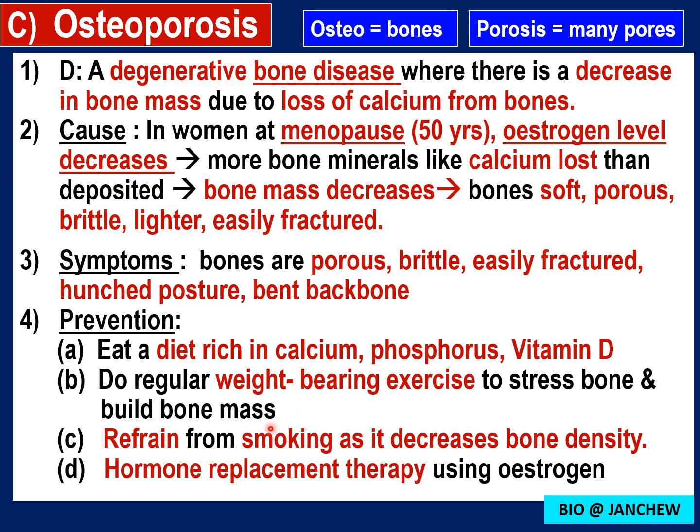Okay, C, refrain from smoking as it decreases bone density. This is from findings about the effect of smoking on bone health. Fourthly, hormone replacement therapy using estrogen can be used on women at menopause, so that with the high estrogen level, the calcium in the bones will be kept there, will be maintained.